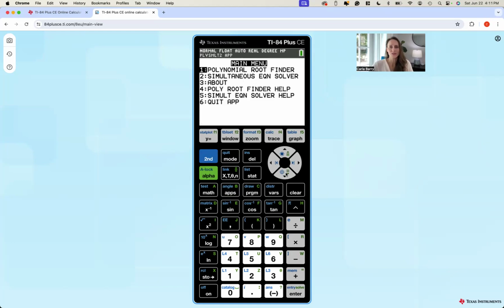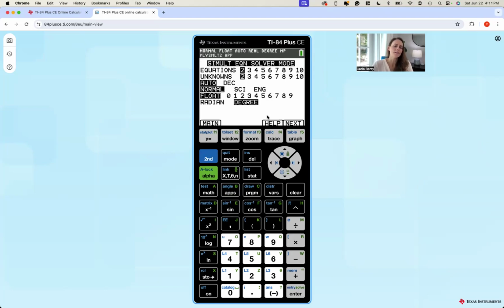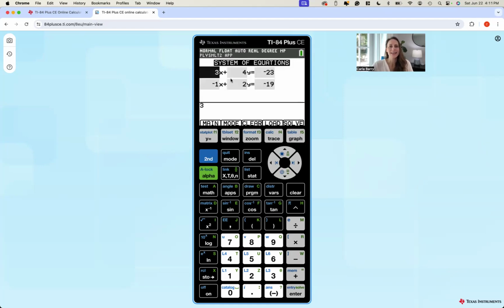We can also use simultaneous equation solver. So if I open up simultaneous equation solver, I can use this to solve any system of equations in standard form. So generally, we're going to have 2 equations, 2 unknowns, and then auto normal float degree, and then press graph for next. And then I can put in a system of equations here. So you can see I have a sample system of equations here. If I want to solve this, I just press graph and I solve it. And it tells me what x and y equals.